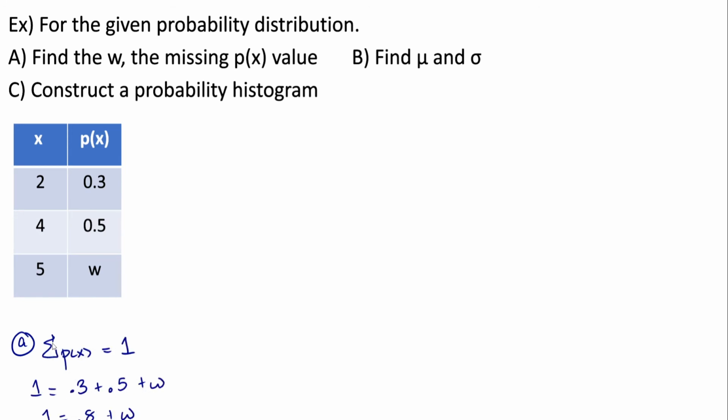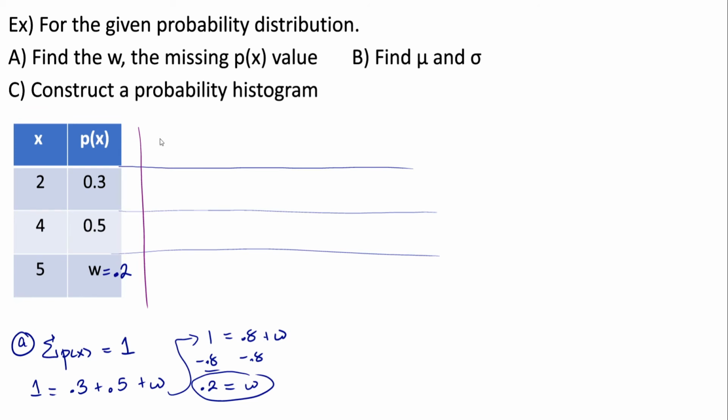So we set this up. We see 0.3 plus 0.5 plus whatever W is has to be equal to 1. So we end up seeing 1 is equal to 0.8 plus W. And we end up seeing 0.2 is equal to W here. That was information we needed in order to figure out what the mean and standard deviation is, and then later to construct a probability histogram.